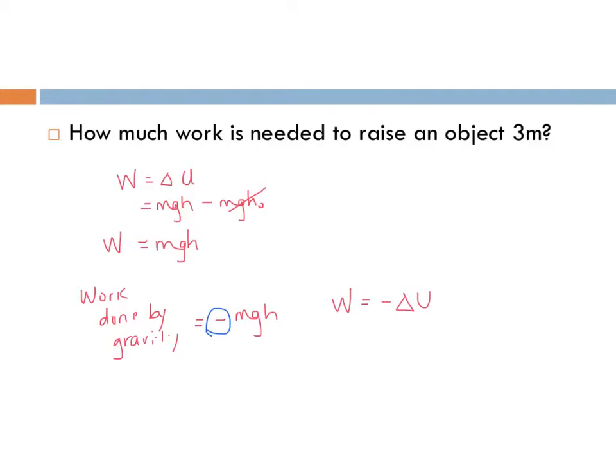Also, work would be positive if the force and the displacement are in the same direction, and negative when they're in opposite directions. So if I'm lifting this object, if I'm applying that upward force and my displacement is upwards, then the work that I do is positive. But gravity always acts downwards and the displacement is upwards, so as I move this object up, the work done by gravity is negative. So because gravity is a conservative force, the work done by gravity is negative change in potential.